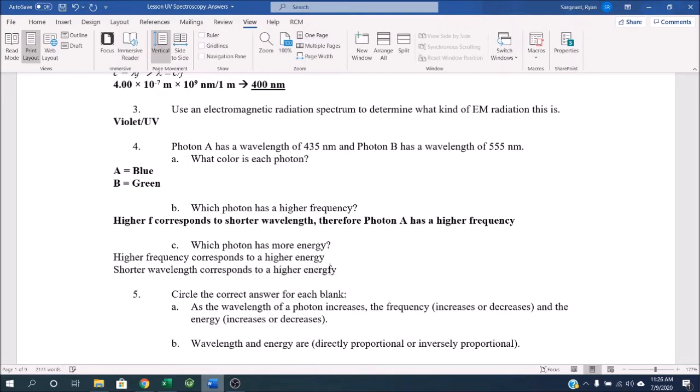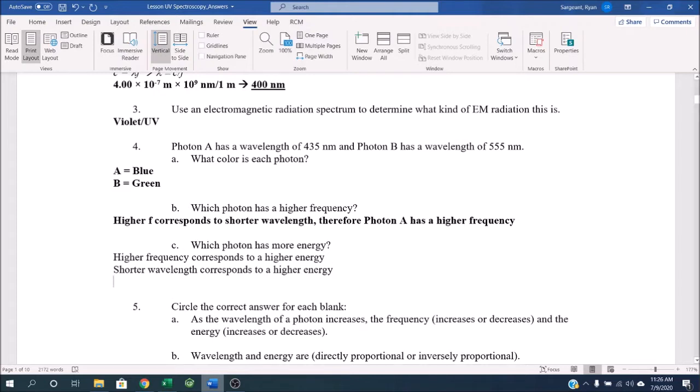Wavelength and frequency are opposite of each other. They're inversely related. Frequency and energy are directly related to each other, and therefore wavelength and energy are inversely related to each other. We already said that photon A is a higher frequency, and therefore photon A will have a higher energy.